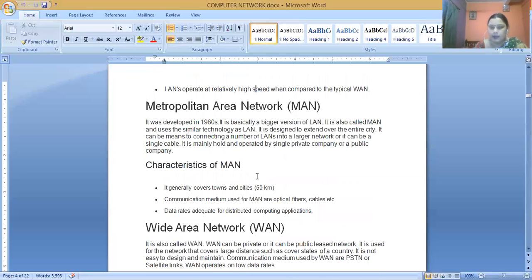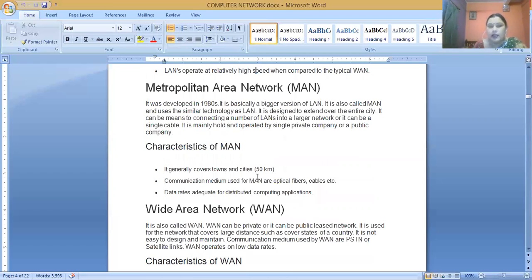Metropolitan area network, MAN, was developed in 1980. It is basically a bigger version of LAN. It is also called the MAN and uses similar technology as LAN. It is designed to extend over the entire city. It can mean connecting a number of LANs into a larger network, or it can be a single cable.